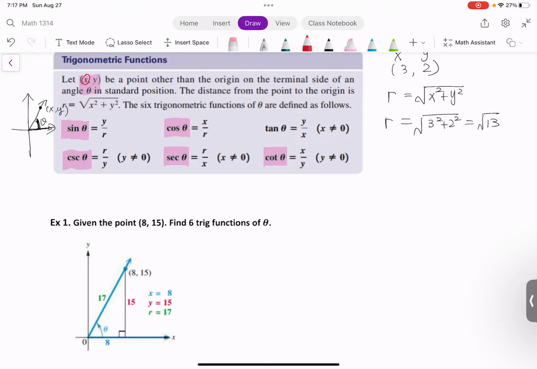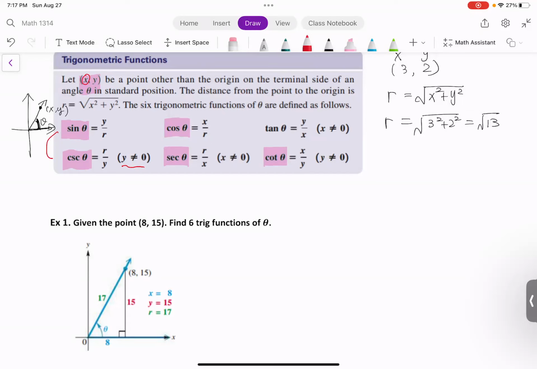is cosecant, CSC theta. Cosecant is the reciprocal of sine theta. So sine and cosecant are coupled. You see y over r, and now we have r over y. So they are reciprocals of each other, a couple. And here we have the restriction: y is not equal to 0.